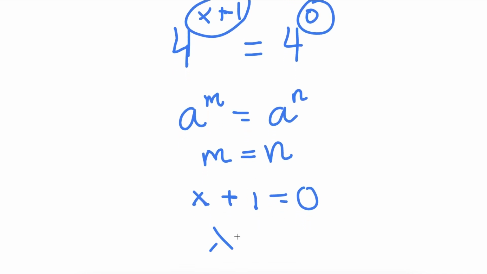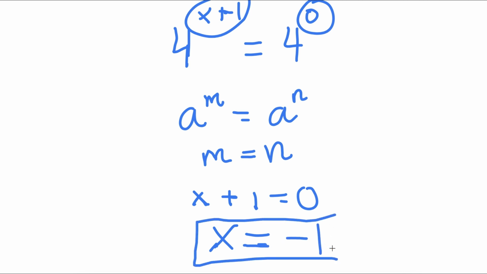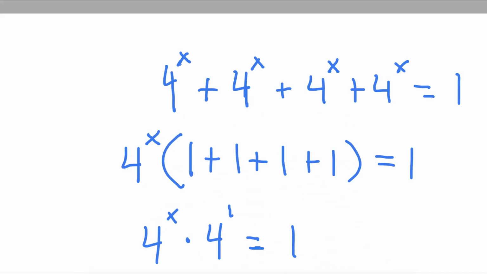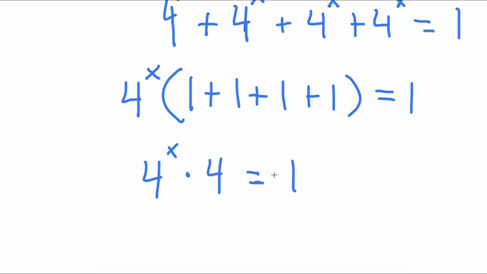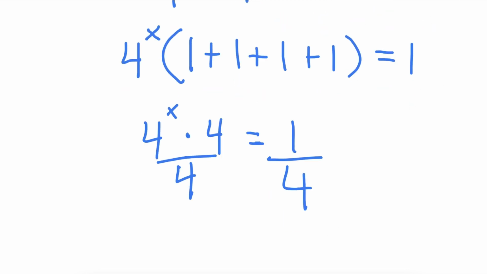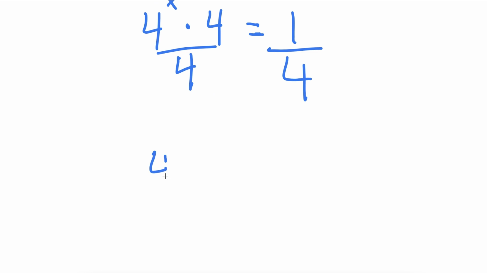Meaning x is equal to -1. Now, another method we could have done here is, as you see here, we have 4 to the power of x times 4 is equal to 1. So, what we could have done instead here is divide both sides by 4. So now, I have 4 to the power of x is equal to 1/4, which is the same thing as 4 to the power of -1.